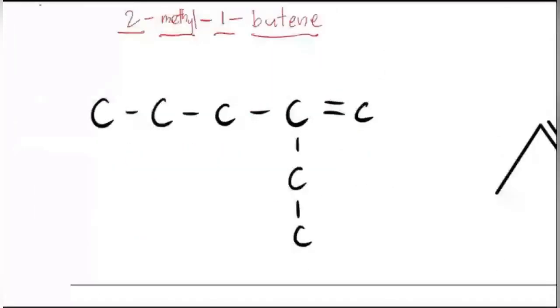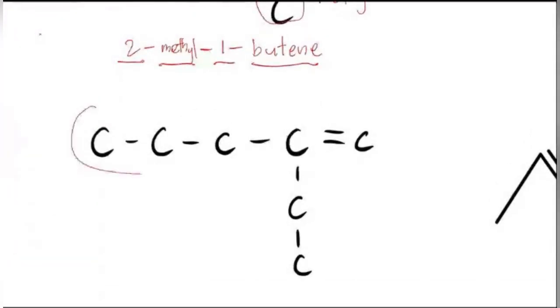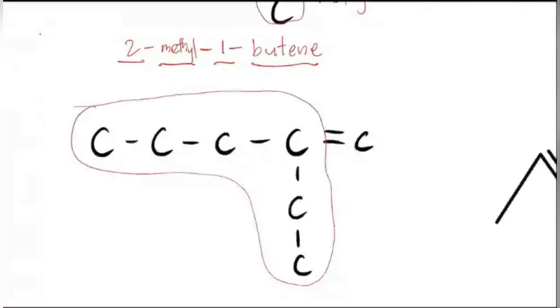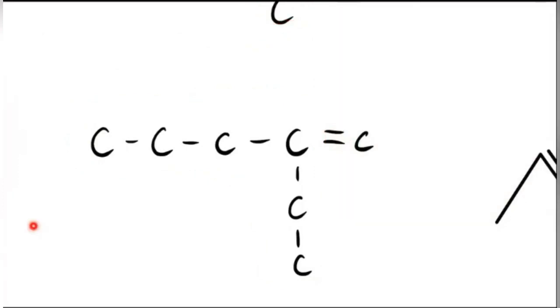Next example here. Previously, the longest chain was this one, right? But now, since we have a double bond, we will not use it anymore as our longest chain. Again, reminder, the longest chain in alkenes will always be the chain containing the double bond. So here, our longest chain will be this one. So we start numbering at the carbon nearest to the double bond. So we start at the right side.